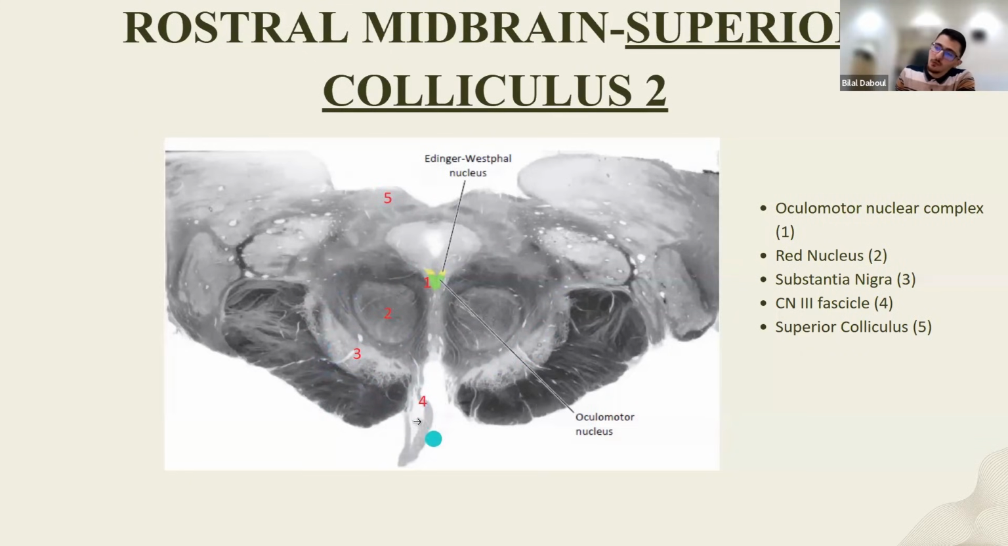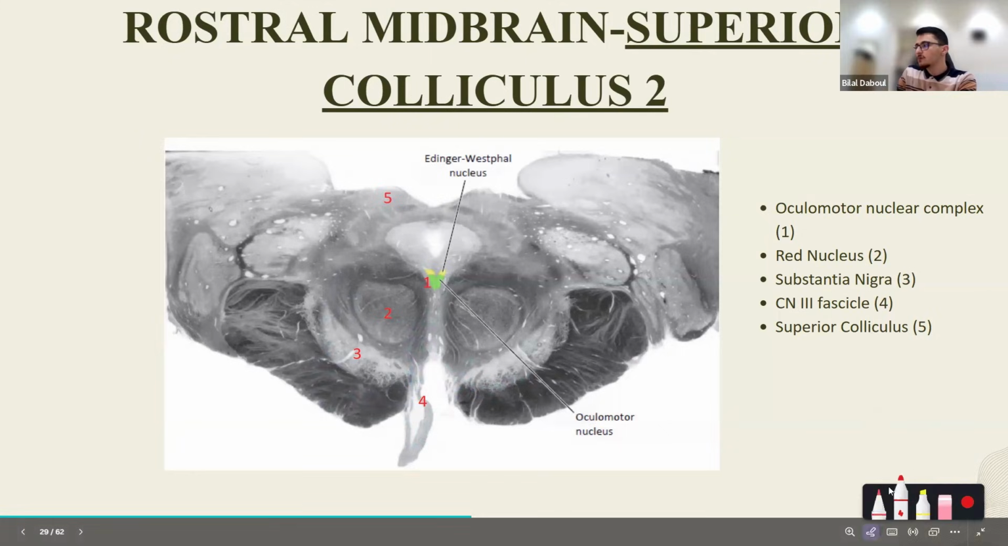And 4, this is very important. What is 4? Think about it. So we have a cranial nerve that arises from between the 2 cerebral peduncles. This region is referred to as the interpeduncular fossa. So at the upper level of the midbrain, the oculomotor nerve would arise from within. Okay, so that's the fascicle of the oculomotor nerve.